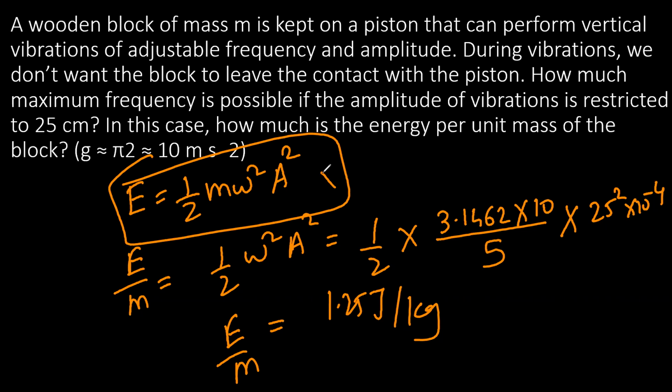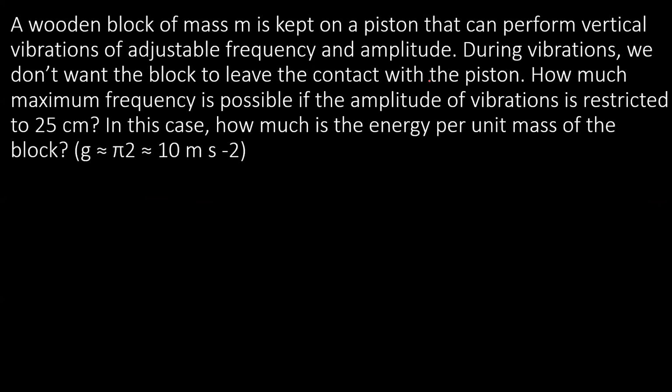This is the formula. Omega square is known, a square is known, m we have to find, m will go on this side. So let's see the next one.